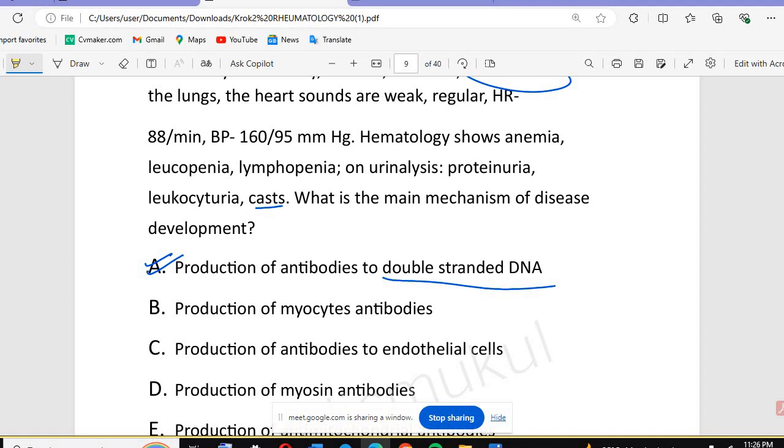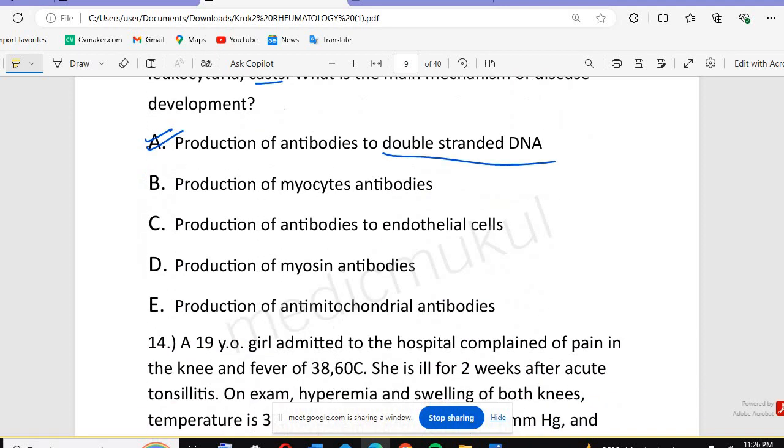Okay, is this clear? Is this clear? Okay, write all the antibodies here again.